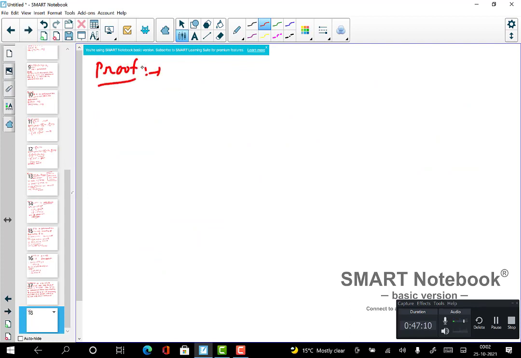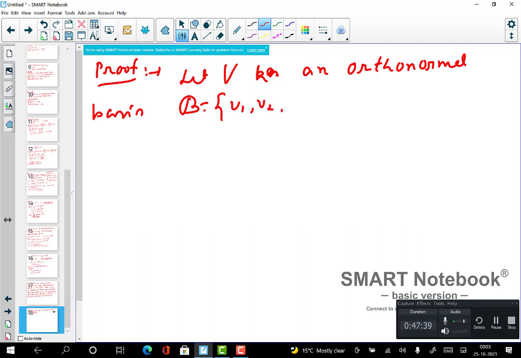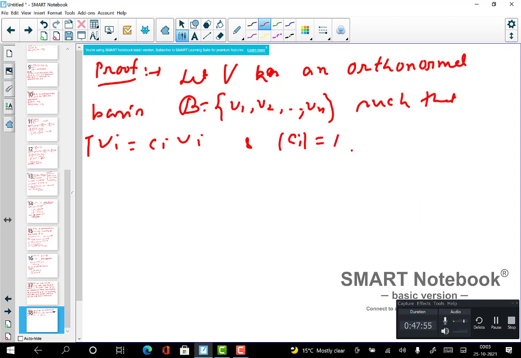This is an if and only if condition, so there are two cases. First we assume that it has a basis which satisfies all the properties. So let V have an orthonormal basis, say B, of the form v1, v2, ..., vn, such that Tvi equals ci vi and mod of ci equals 1. So these vi's are eigenvectors of T, and the basis is orthonormal. Not only that, mod of ci equals 1. This is given to us.